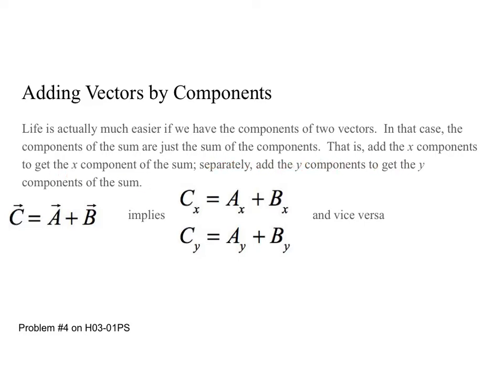Put more formally, c vector equals a vector plus b vector implies that c sub x is ax plus bx, and cy is ay plus by, and vice versa. If these two equations hold, then so does this one. Notice it has to be both of them. If one of them doesn't, it doesn't really work.